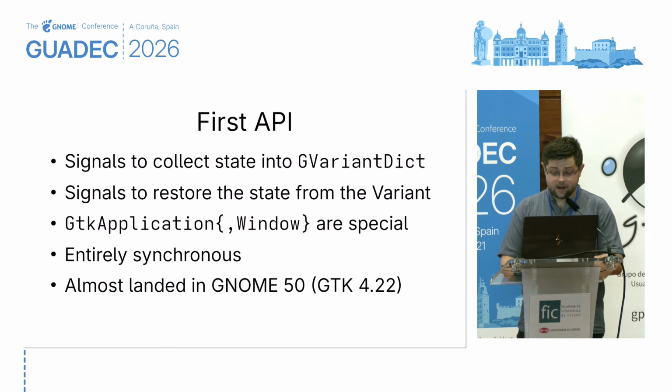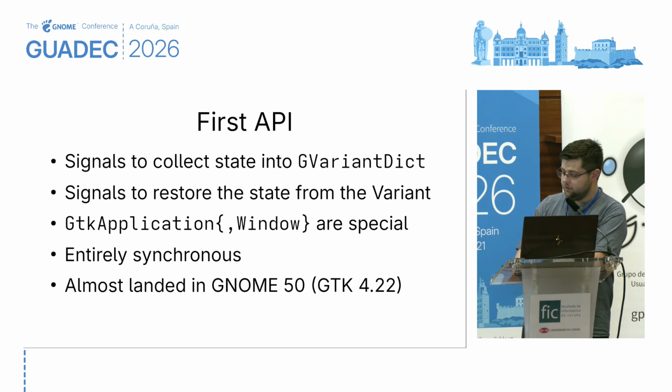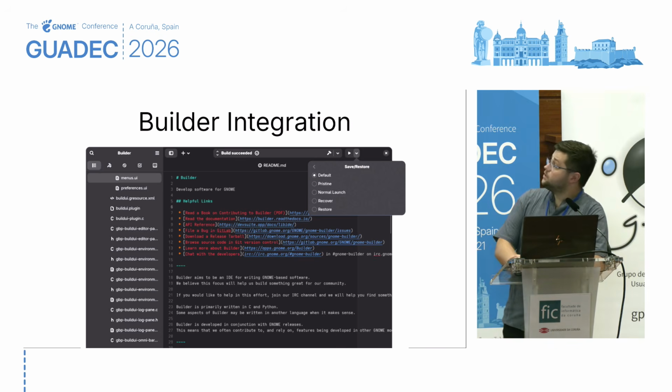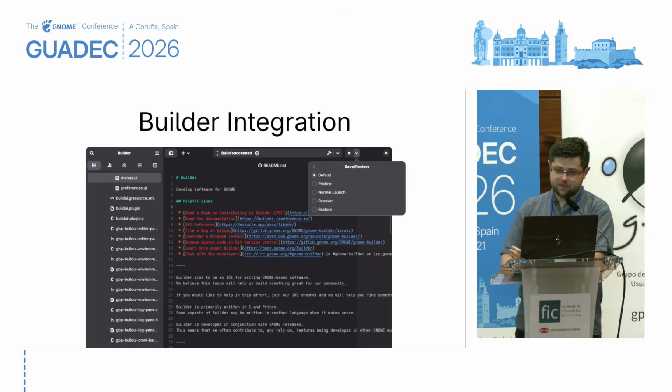And this API got actually pretty close to landing in GNOME 50, or that's GTK 4.22. We almost released this. It also has a GNOME Builder integration, which, these restore reasons I mentioned earlier, the portal will give you the correct restore reason. But if you're testing your app, you actually want to be able to spoof those to check that your app behaves correctly under all those different circumstances.